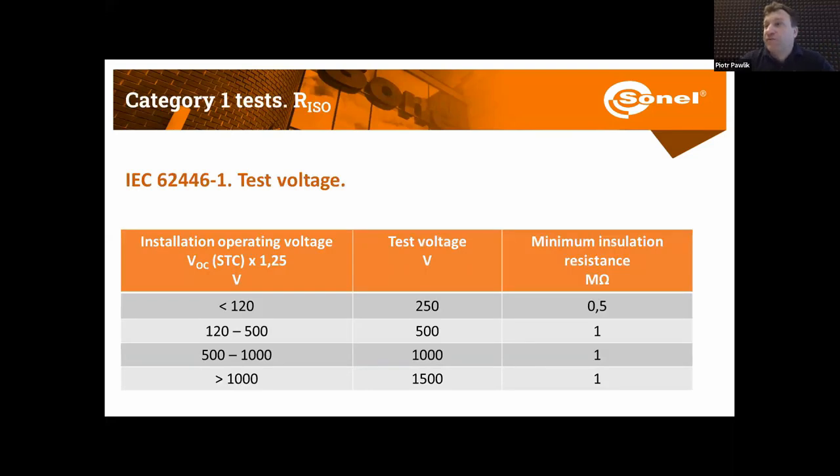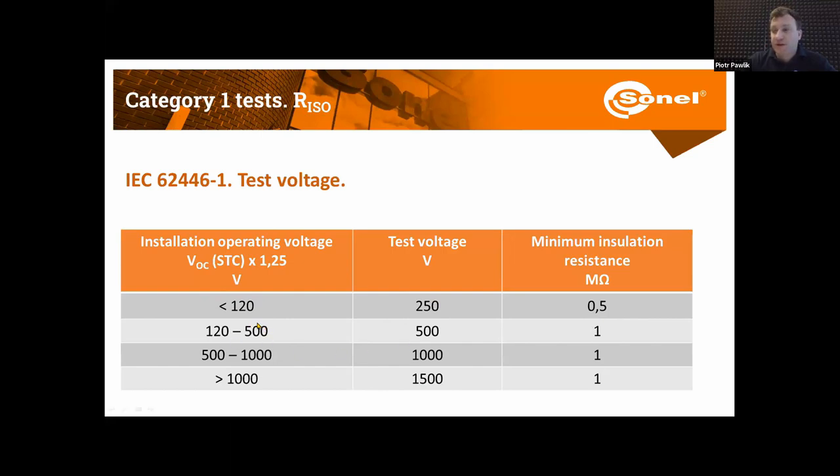Okay, and finally we move to the last test described by category 1, which is the insulation resistance. First of all, what is the test voltage that we need to use to perform such tests? Well, it depends on the operational voltage of our system. If we have small systems below 120 volts DC, then we're going to test them with 250 volts DC test voltage. And the requirement is that the value of resistance of the insulation should be higher than half a mega ohm.